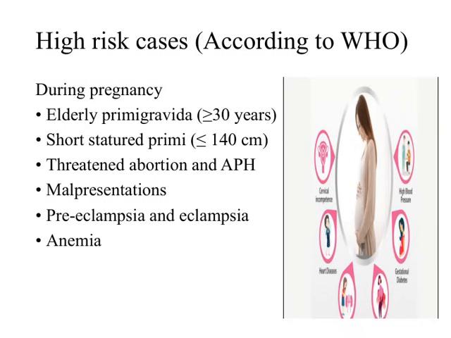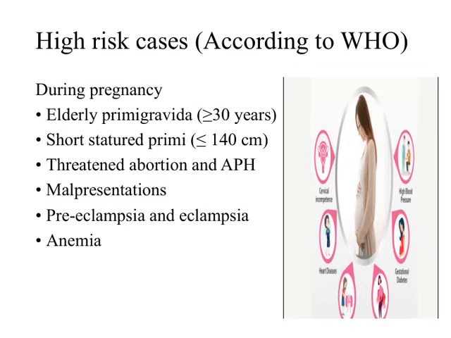Now, let's take a closer look at some high-risk cases during pregnancy, as outlined by the WHO. These are situations that require extra attention and careful management. First, we have elderly prima gravida, which refers to women who are pregnant for the first time at 30 years or older. This age group can have increased risks due to age-related factors.